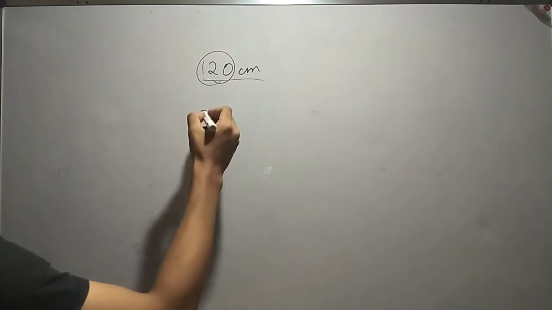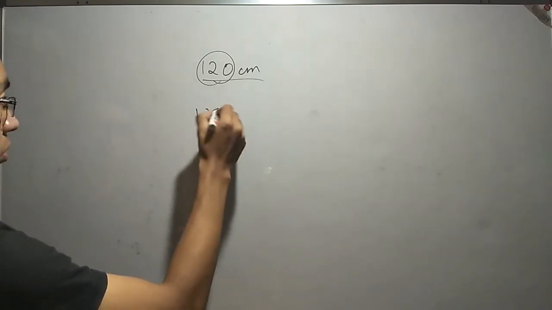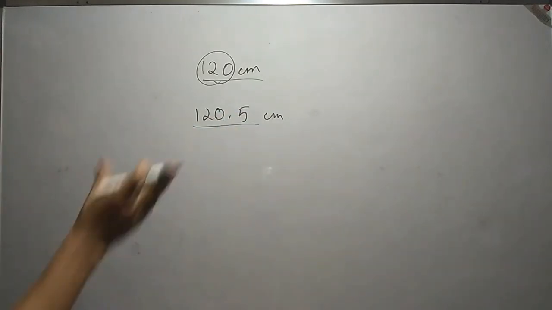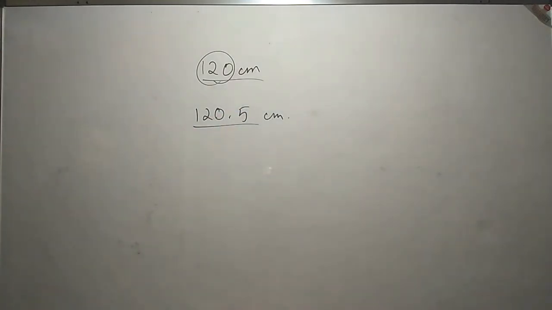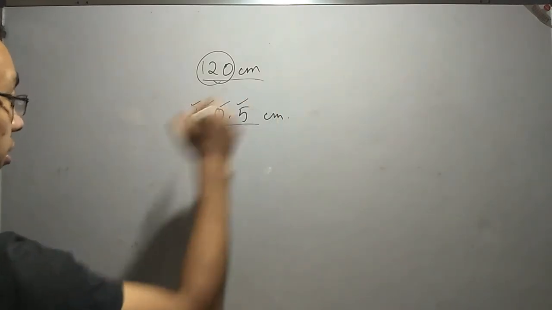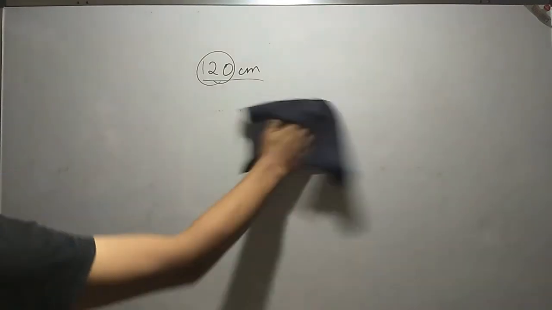Say another example, 120.5. This is the measured value. So this becomes the significant figures. That means all the digits we are certain about. Now there are certain rules to find out the significant figures, and also rules for rounding off any kind of measured value.